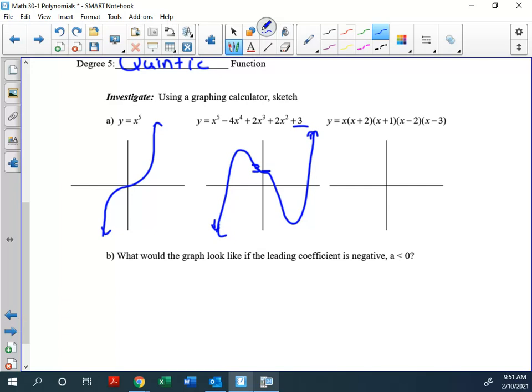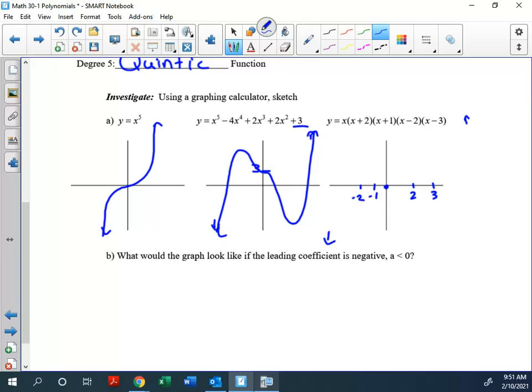All right, little predictive power here. Factored form, love factored form. It's awesome. Factored form gives me x-intercepts. So right away, I already know this is going to have an x-intercept at 0, at -2, at -1, at 2, and at 3. We love the factored form. The fact that the leading coefficient was positive meant I was going to start in quadrant 3 and end in quadrant 1. So you see how we're now using all of that predictive power.